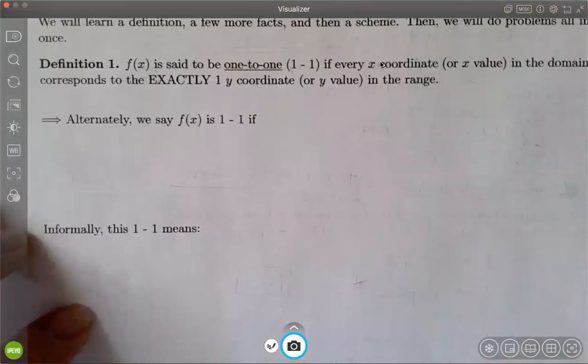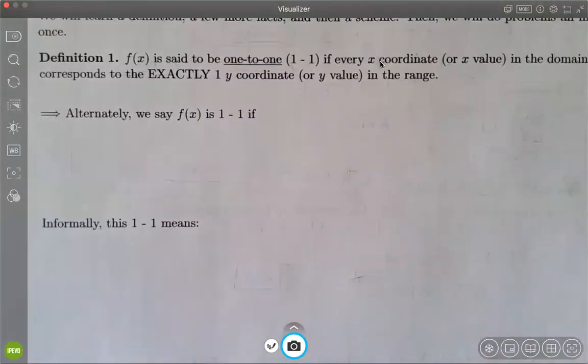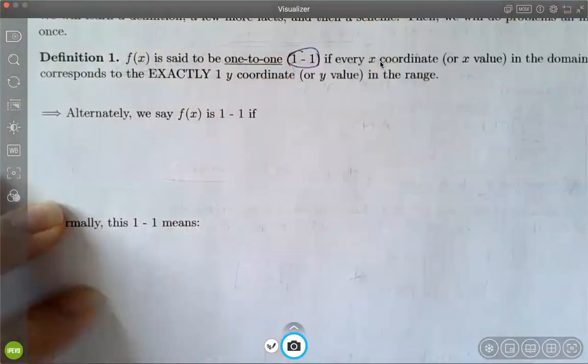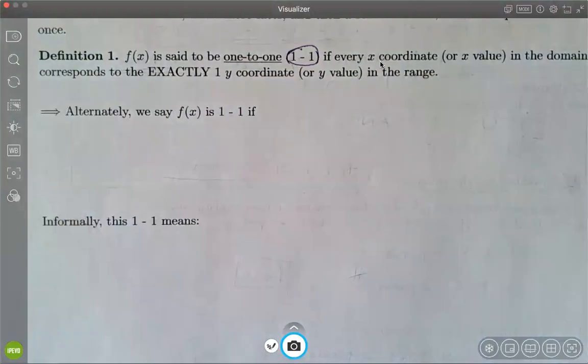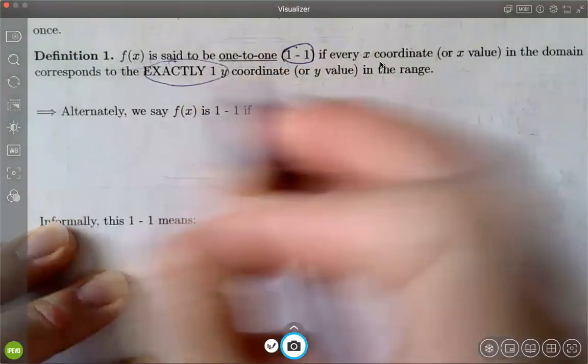So f of x is said to be one-to-one, and by the way, that is the official notation of the one-to-one. That's not just my notation. That is the official mathematical representation of one-to-one, and it's not 1 minus 1. If every x value or x coordinate in the domain corresponds to exactly one y value in the range.